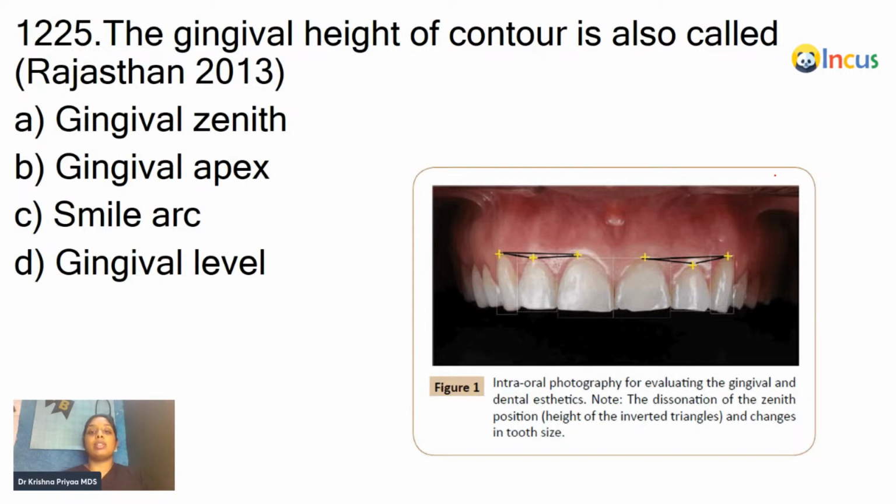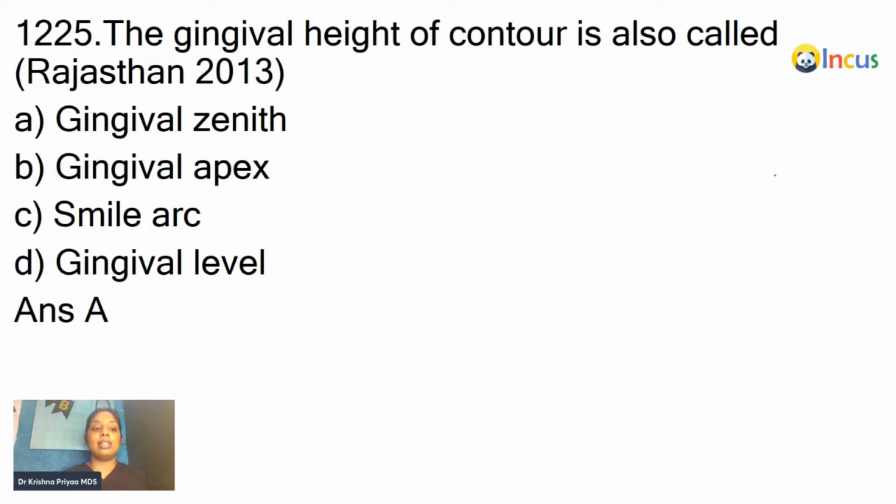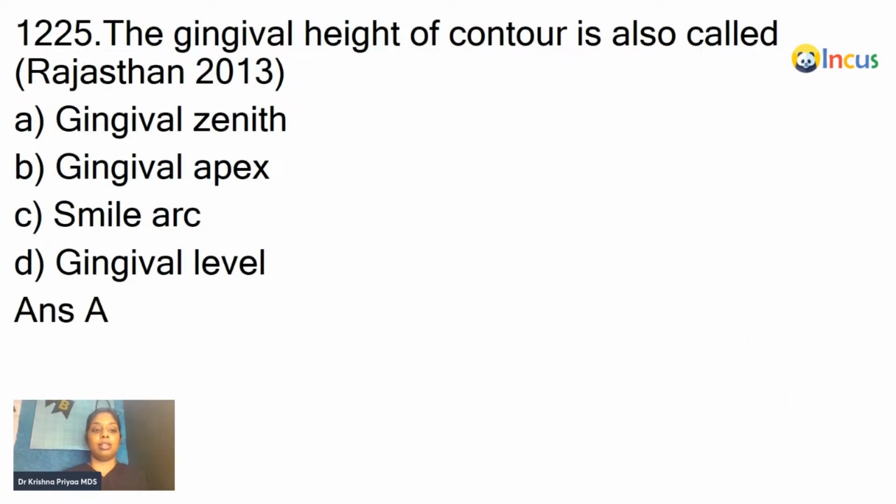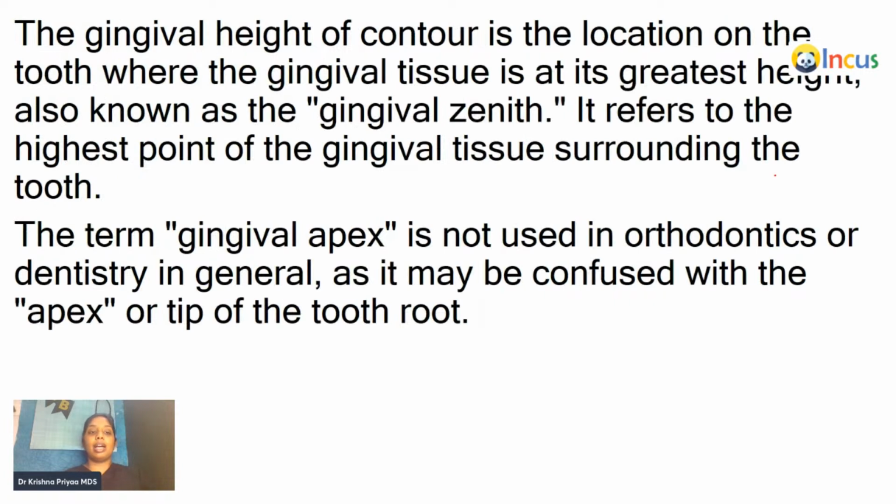So coming to the next question, the gingival height of the contour is also called as. What do you mean by the gingival height of the contour? The gingiva drapes over the tooth, wherein we have the highest position and the adjacent downward area. The highest position of the gingival height on the contour is called the gingival zenith. That is marked here with the yellow point, the highest point of the gingival tissue surrounding the tooth. And what do you mean by gingival apex? It is not used in orthodontics or dentistry in general, but it is confused with the tip of the tooth.